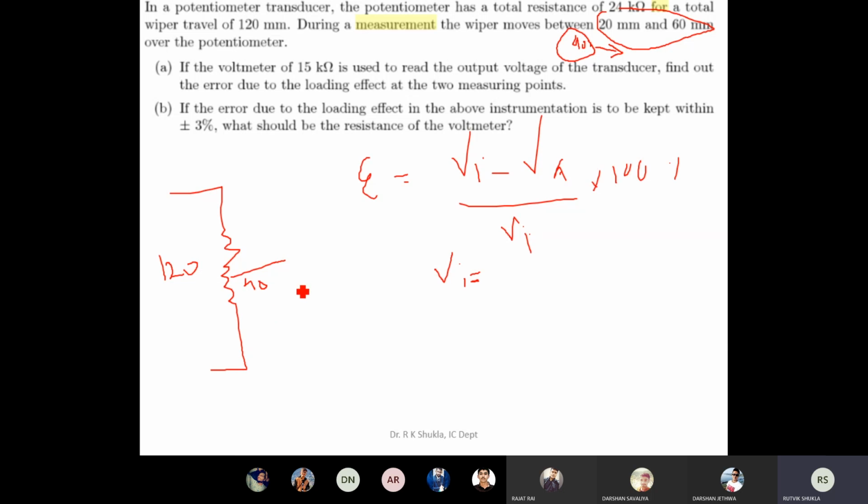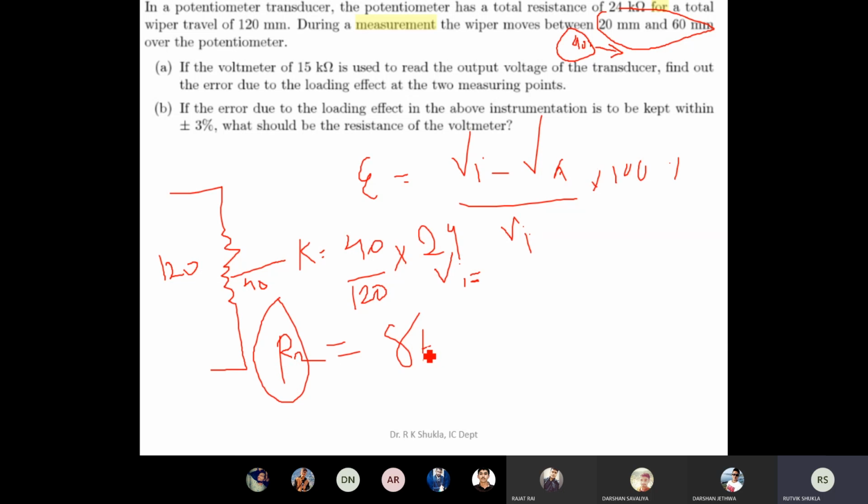Now in the last equation we derived, if we want to find R2, R2 is K into RP. So what is K? K is XI by XT. So how much will K be here? That is 40 by 120. And if you want to find R2, it is K into RP. Now how much is RP? RP is 24 kilo. So 40 by 120 times 24 gives R2, that is your unknown resistance or the wiper travel resistance, which is 8 kilo ohm.